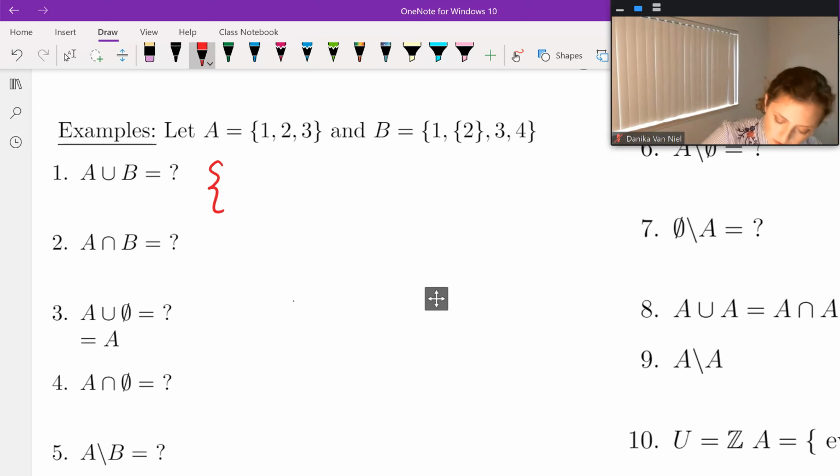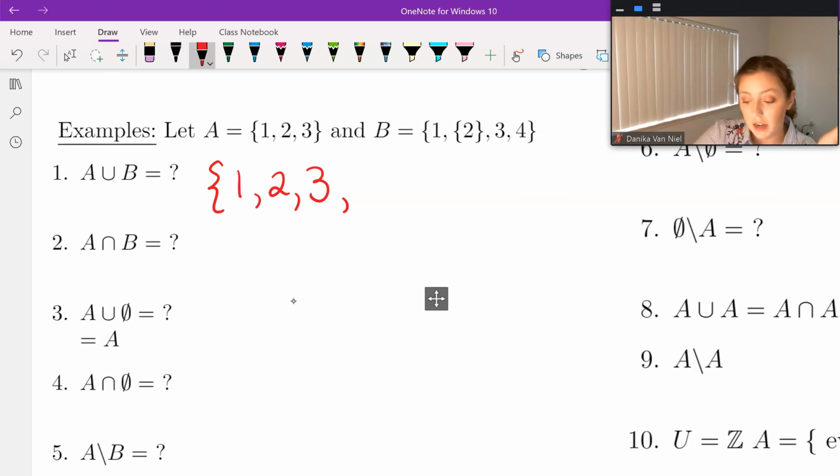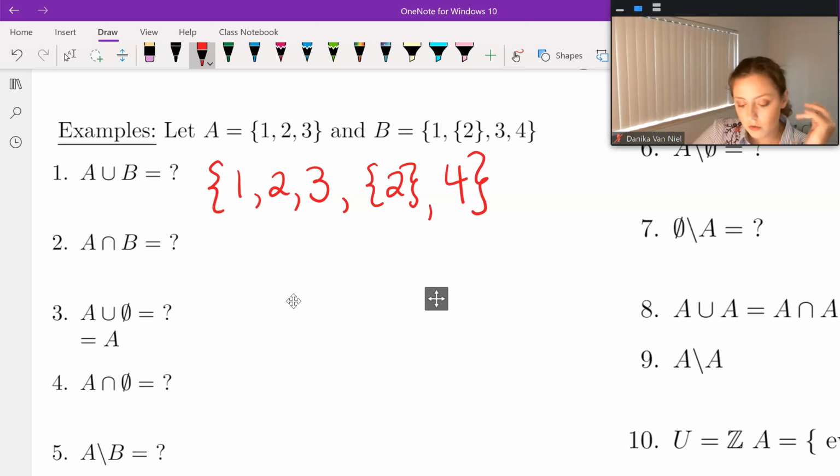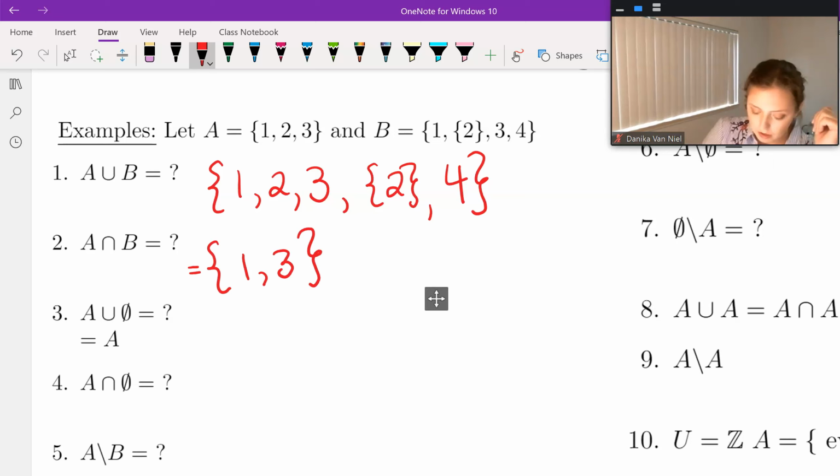Okay, so this first one, A union B. How I like to do it is I start with the first one. So 1, 2, 3, and now if I go into B, 1 is already in A, so I don't need to count that again. 2 I have, 3 I have, but I don't have 4. So who do A and B have in common, the intersection? Oh, well, 1 and 3, actually. Oops, forgot to get rid of that.